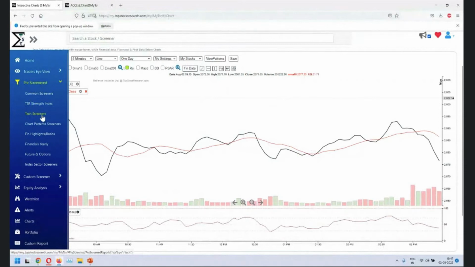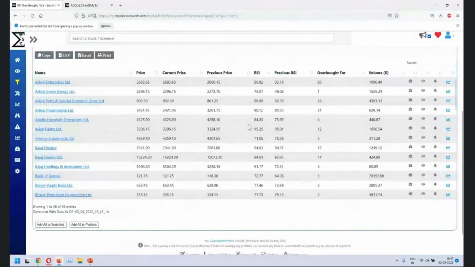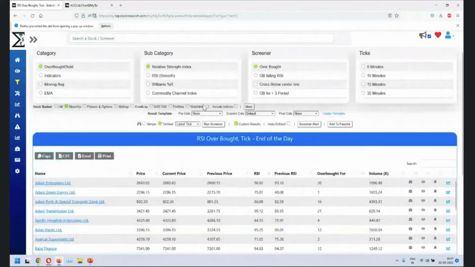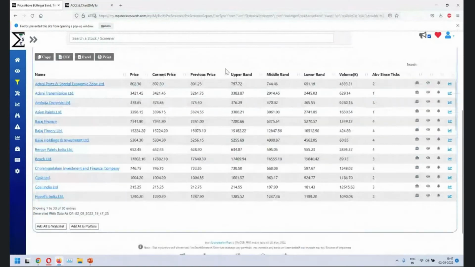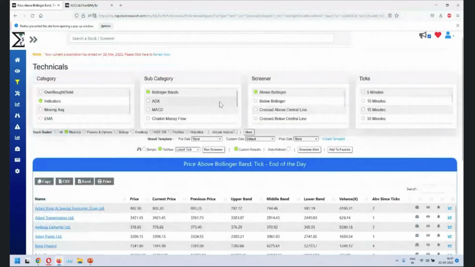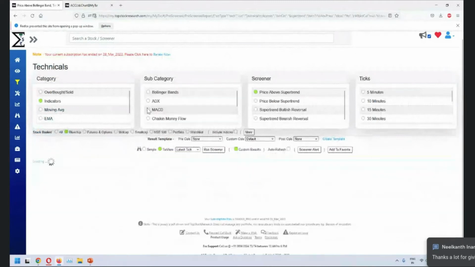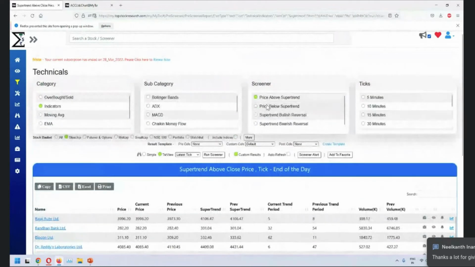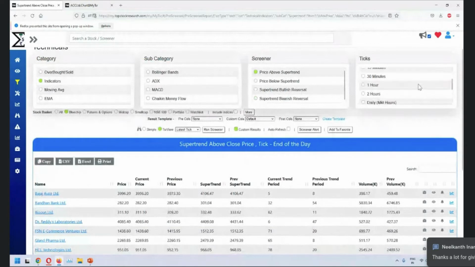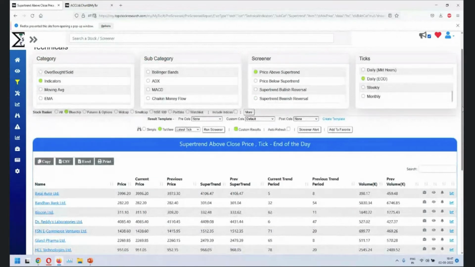Let's go into one of the technical screeners. Somebody mentioned supertrend, so let's go to supertrend. Where is supertrend? When you go here, these are the stocks which are above supertrend on any of the ticks that you are entering. So this is the EOD tick.